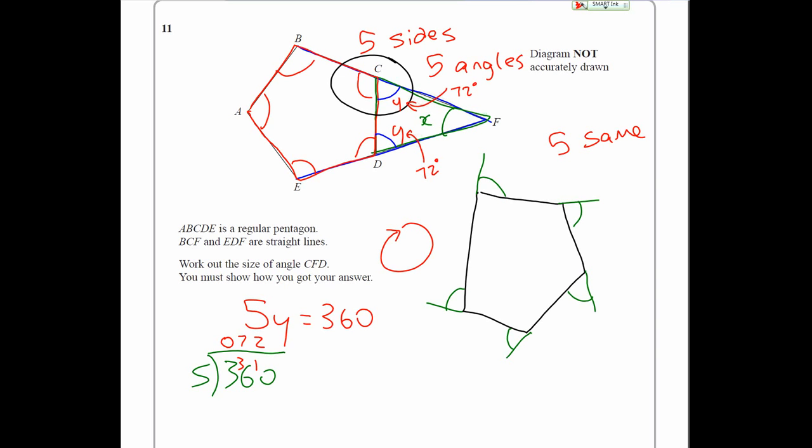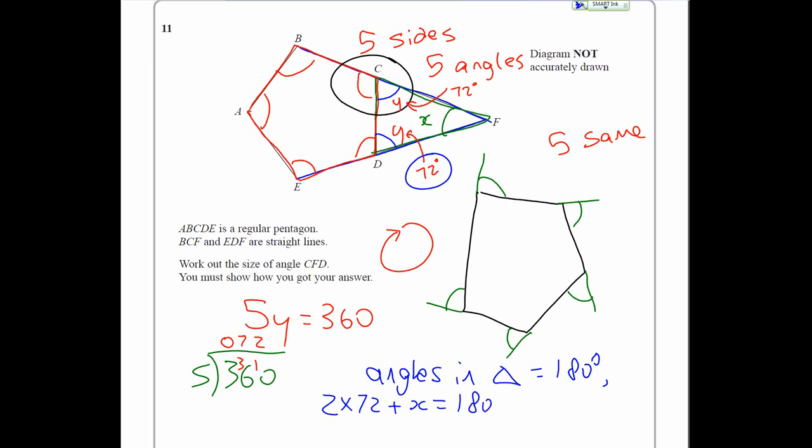Now we also know that angles in a triangle add up to 180 degrees. So that means that 2 times 72 plus x equals 180. 2 times 72, you can just double it. This is how I always double in a non-calculator paper. 144. So 144 plus something gives you 180, which you can get by doing 180 take away 144.